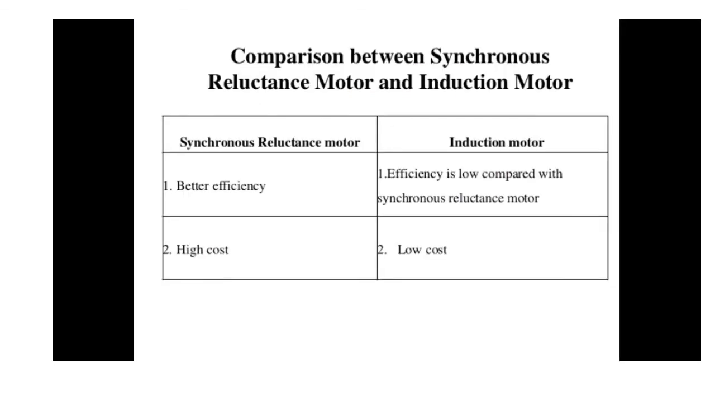Comparison between synchronous reluctance motor and induction motor. The synchronous reluctance motor has better efficiency compared to the induction motor, meaning the induction motor's efficiency is low compared with the synchronous reluctance motor. But one disadvantage of the synchronous reluctance motor is its high cost, whereas the induction motor is very low cost compared to the synchronous reluctance motor.